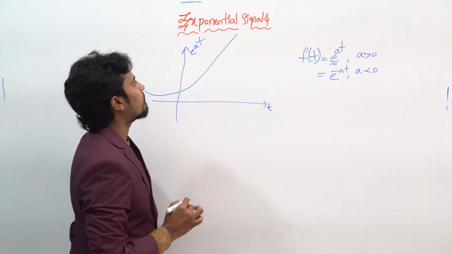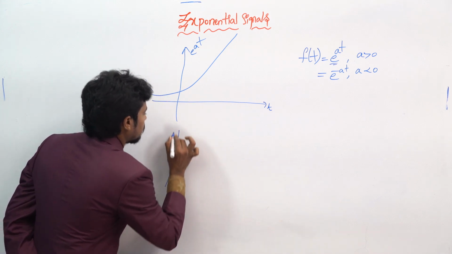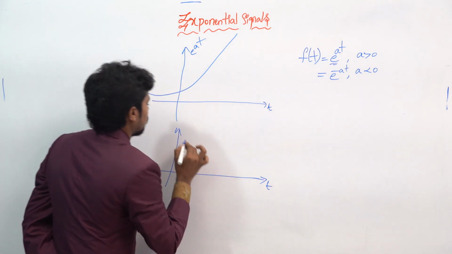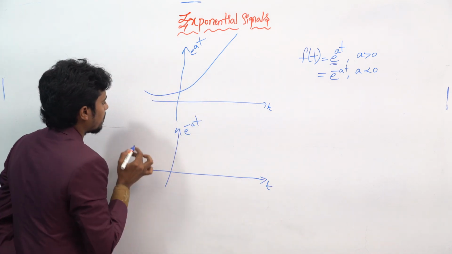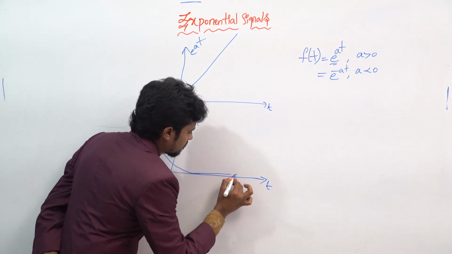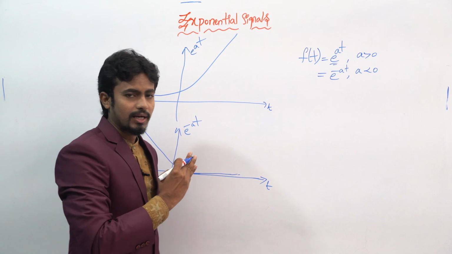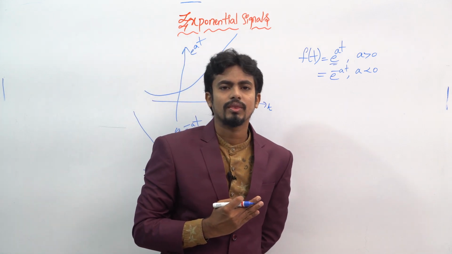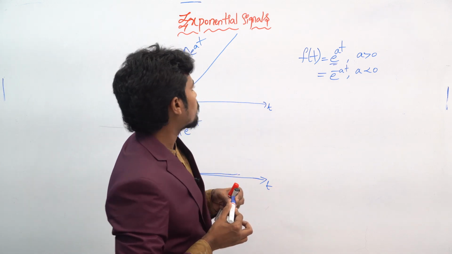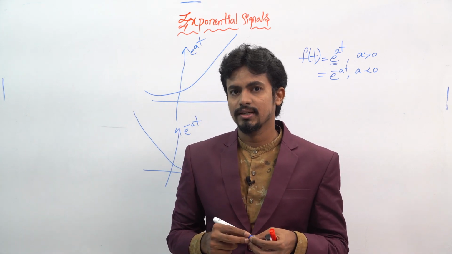Next, if you want to draw the plot for the e power minus at, what will happen? This will be the plot for e power minus at. And here the plot will be like this. Here in this plot it will come from somewhere around minus infinite value. So there will be some simple questions based on these exponential signals. We will see these questions right now.